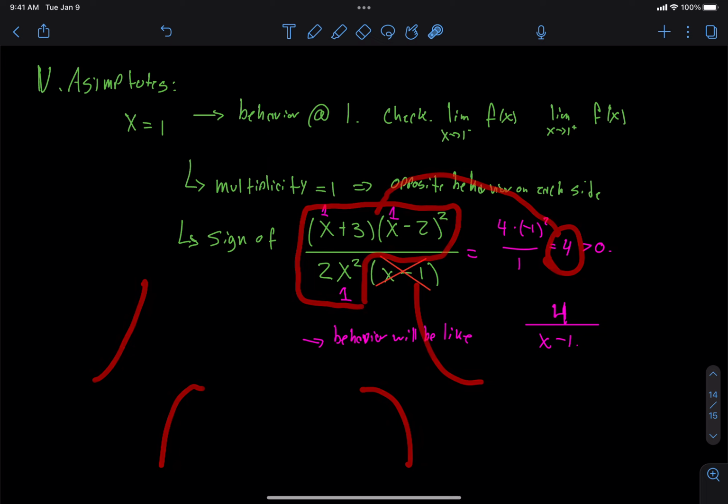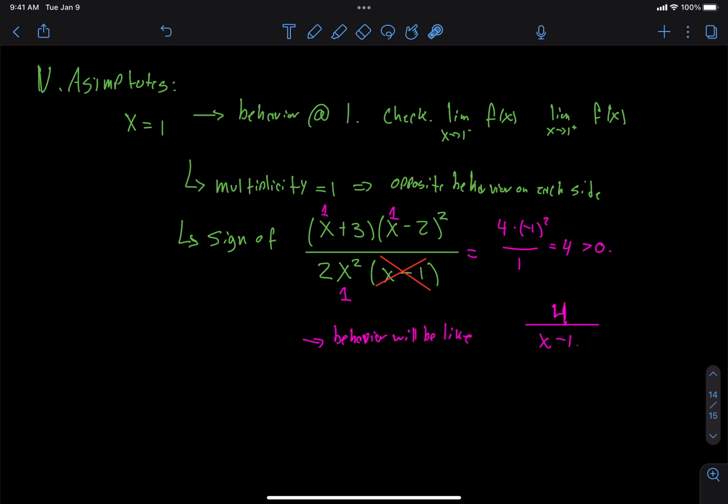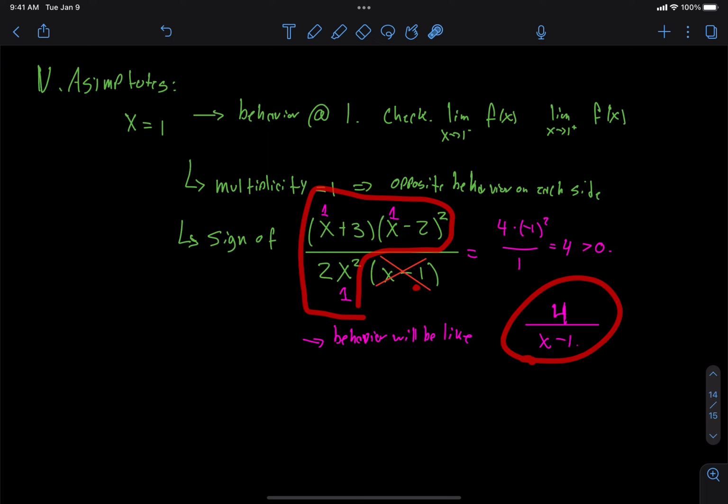That tells you what the behavior is going to be like. So basically the behavior will look like, if you just replace all of this by 4 and you leave x minus 1 in the denominator, that will be the behavior that you're going to see there. So this is only local behavior, very close to our 0 or our asymptote.